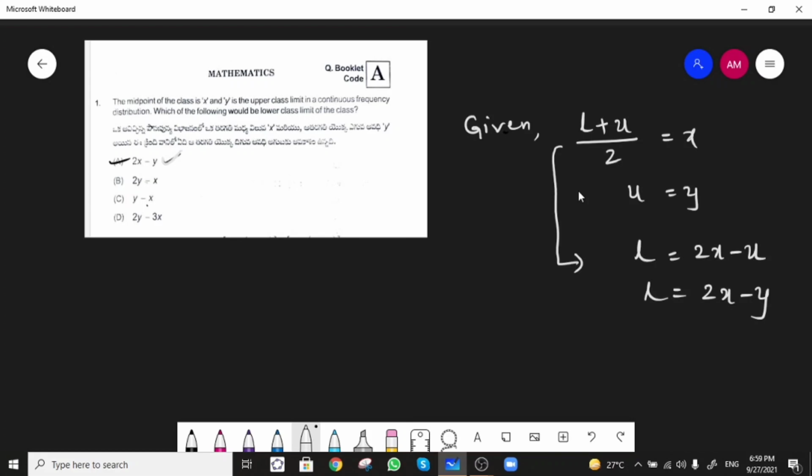Or we can solve this from the options also. Here they gave y as the upper limit. And if we add the lower limit and upper limit and divide that by 2, we get the midpoint. So we have 4 different options. Let us take the first option, 2x minus y, add the upper class limit. So 2x minus y plus y is 2x. If we divide that by 2, we get x. That's the midpoint. So, the option is A.